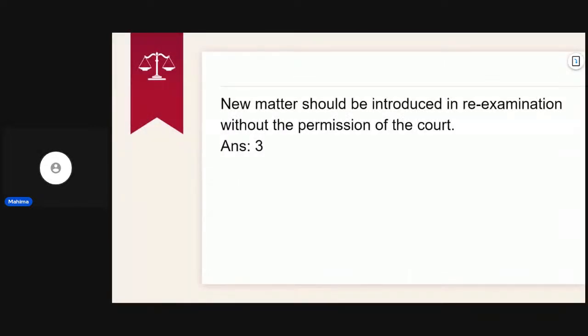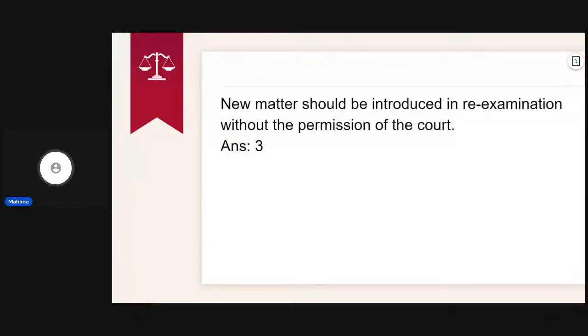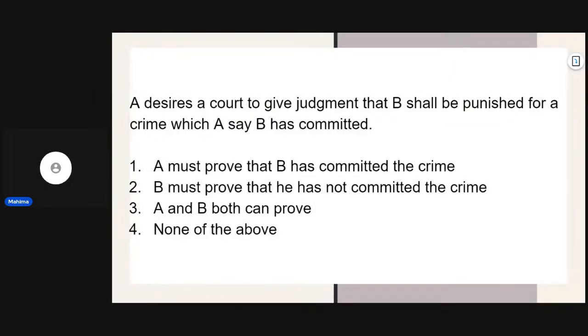It is option number 3. New matter can be introduced even without the permission of the court in the re-examination, obviously, the purpose of re-examination is exactly this. Leading questions can be asked in the cross examination with the permission of the court. Everybody was wrong, it was the re-examination one. Only Shubham was right.